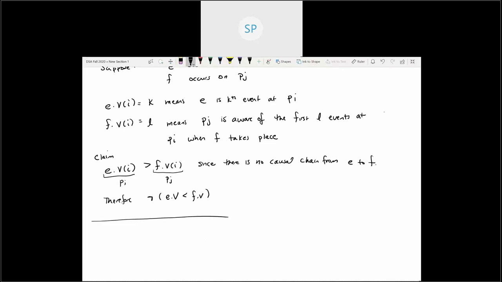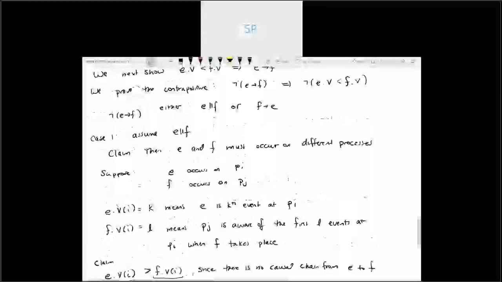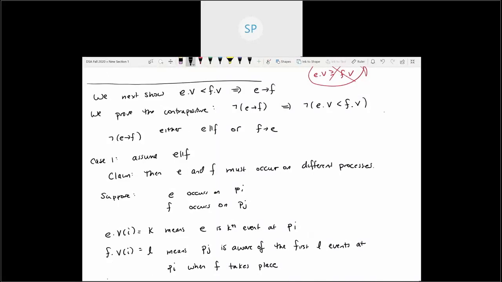So here's the easy one. Before, I wanted to show, so let's refresh ourselves. What am I trying to show? I'm trying to prove that if it's not the case that E happens before F, then it's not the case that the timestamp of E is less than the timestamp of F. And so I just proved, or hopefully proved vaguely, that if they're concurrent, then this right-hand side holds.